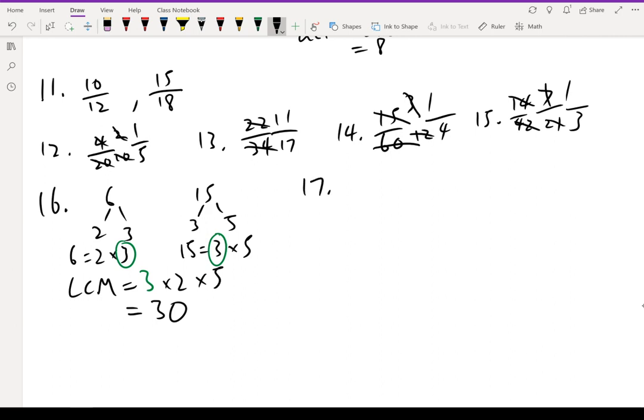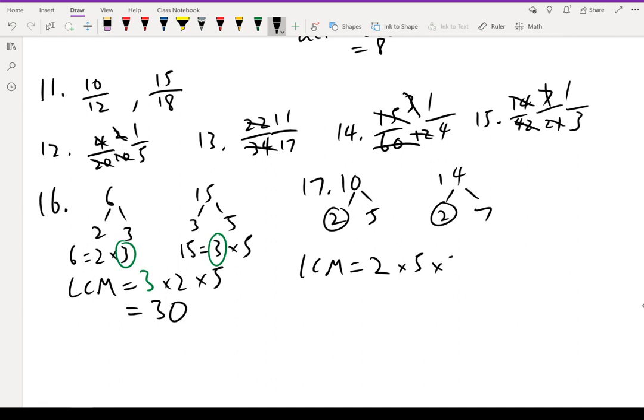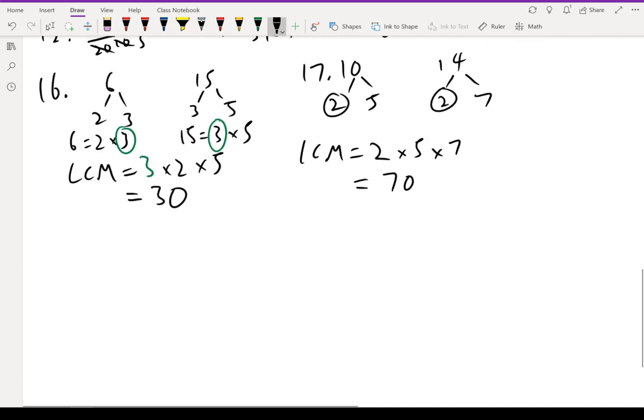Question 17. Find the LCM of 10 and 14. 10 is equal to 2 times 5. 14 is equal to 2 times 7. 2 is a common factor. And so the LCM is equal to, I'm going to write 2 once, and then the remaining ones, 5 and 7. And so 2 times 5 is 10, 10 times 7 is 70. LCM is 70. That's question 17.